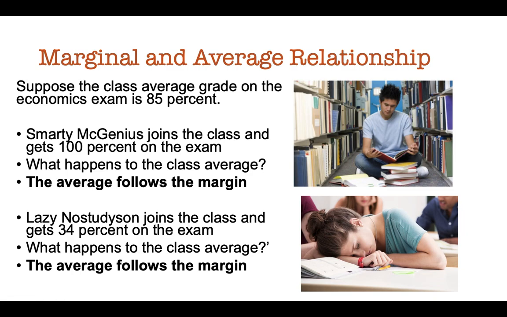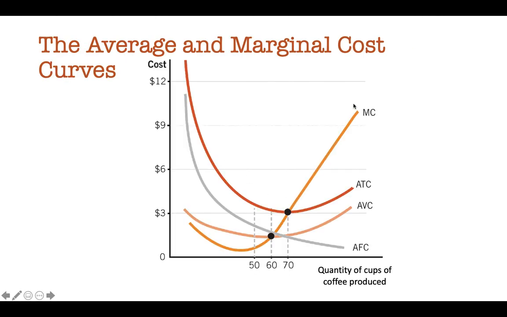So suppose on this second exam, let's be optimistic, let's hope the class average is an 85%. But I have 2 students who had documented valid excuses and had to make up the exam later. Those 2 students are Smarty McGenius and Lazy No Studieson. If the class average is sitting at an 85% and then Smarty McGenius joins the class and gets 100%, what happens to my class average? Well, it's going to go up, right? Because I just added 100, that's going to pull up my 85% average. So my average is going to follow my margin. I had a high marginal score, and that pulled up my average score in the class. Same is true here. That higher marginal cost is going to pull up my average costs.